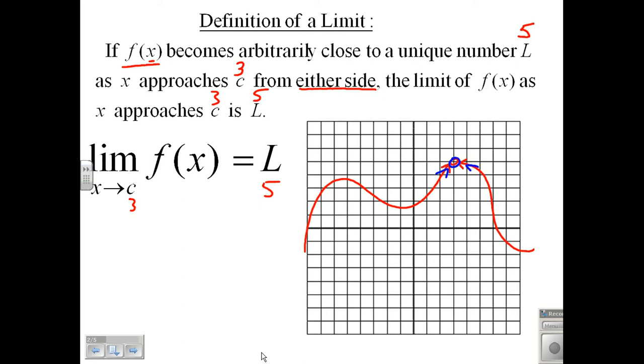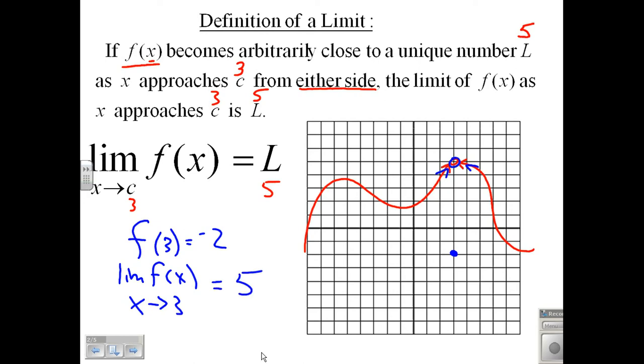Maybe more interestingly, perhaps f of 3 is actually just a lone dot down here of negative 2. So it's possible that f of 3 could equal negative 2, but the limit of f of x as x approaches 3 could still be 5. Kind of interesting. That happens a lot where we have holes in graphs or jumps in graphs, and that becomes a very, very important concept as you move on to your calculus studies. So there's our definition of a limit, hopefully broken into a way that you can have some visualization of what it's talking about. All right, let's move on here.